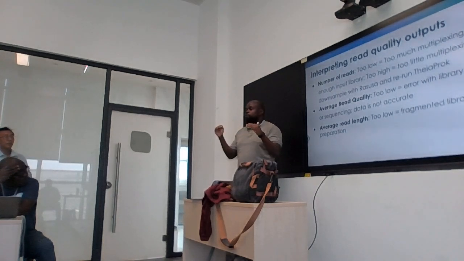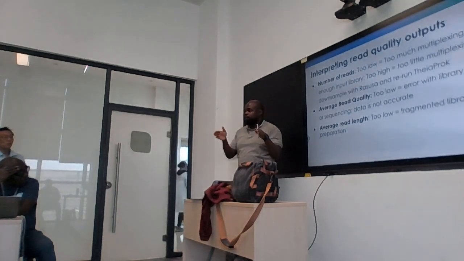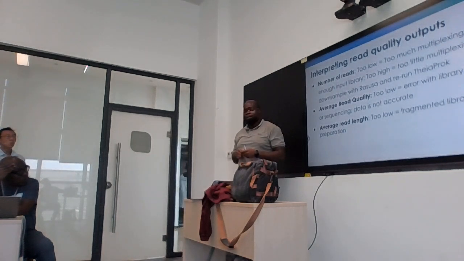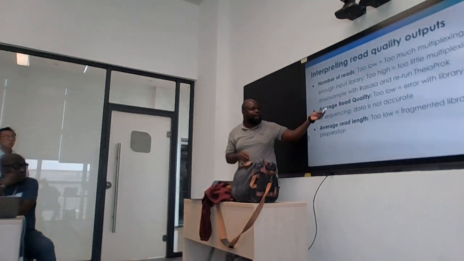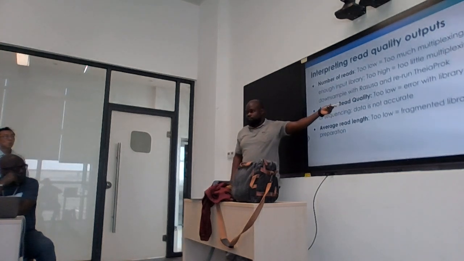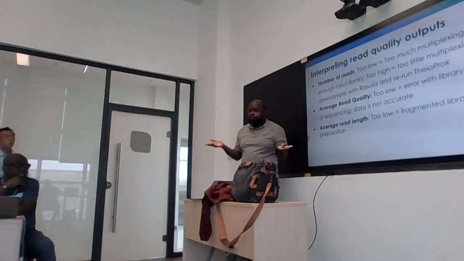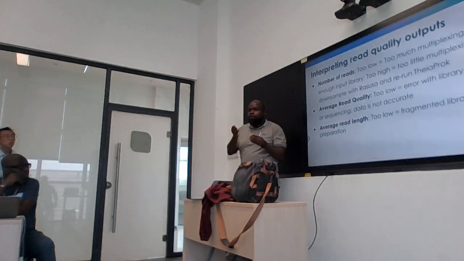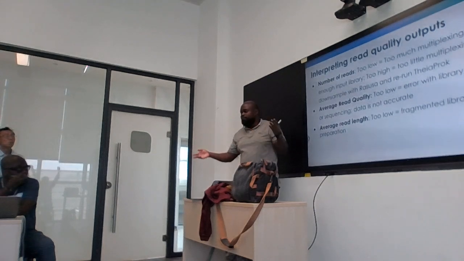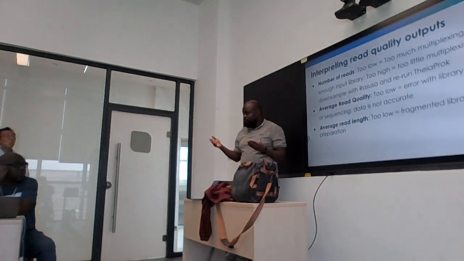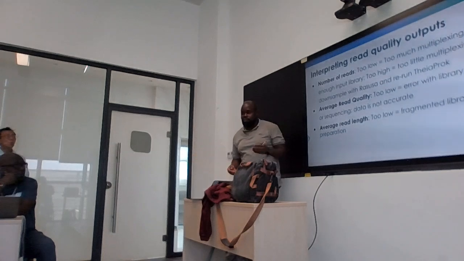And you get to a point where you're comfortable: okay, if I sequence this number of samples, then this is the coverage that I expect, and this is the quality that I expect. Now, the second thing has to do with average read quality. If it is too low, maybe your library preparation is bad. Maybe you don't remove all the reagents, because you always do cleanup in library preparation, right? Maybe you don't remove enough of the ethanol, for example.